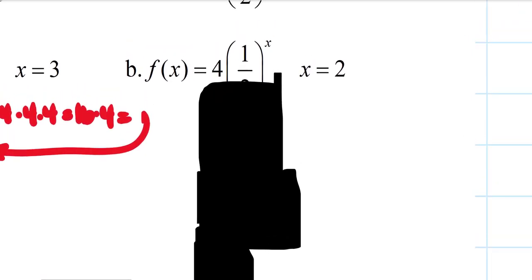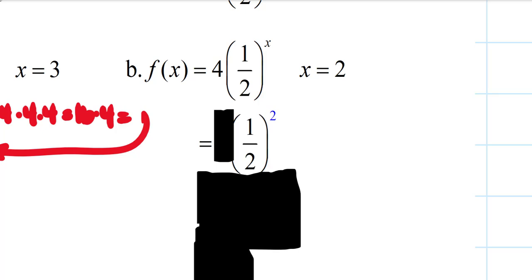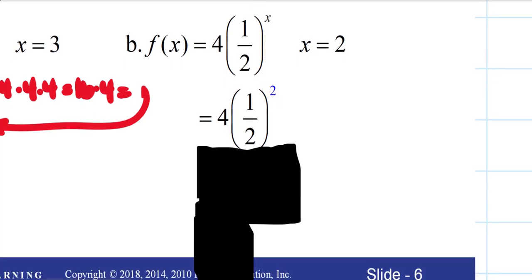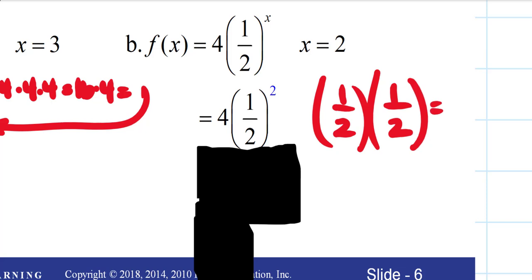Here we have 4 times 1/2 to the x. That number is between 0 and 1. This growth factor, or this factor, it's going to be a decay function because your factor that has the power is between 0 and 1. So I plug in the value that they give me for x. That's what you see here. And then I have 1/2 squared, so 1/2 times 1/2. Well, that's 1/4, and it needs to be multiplied by this 4.